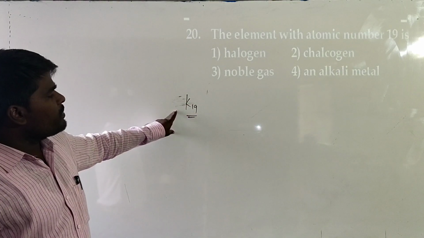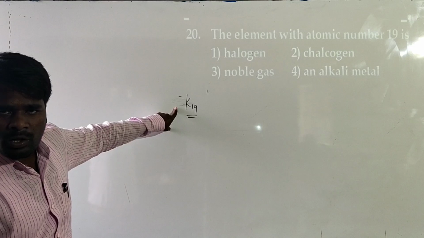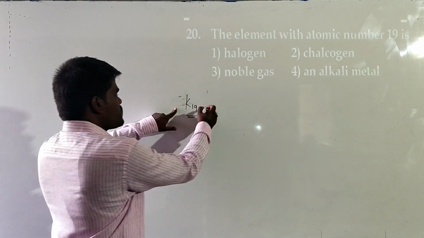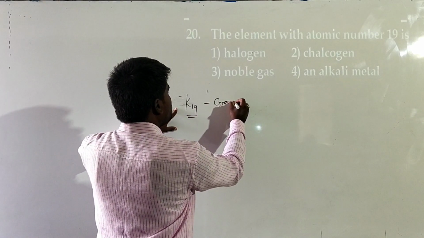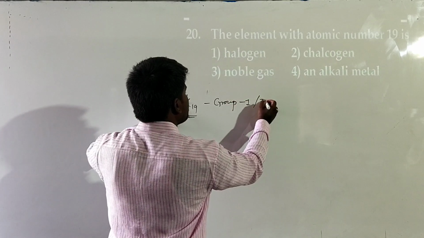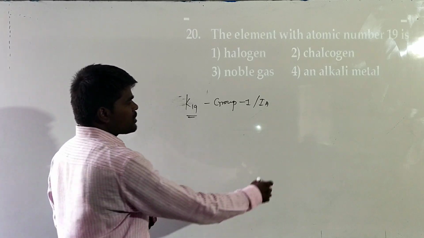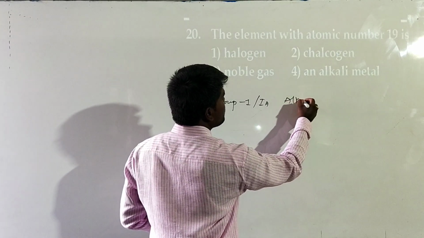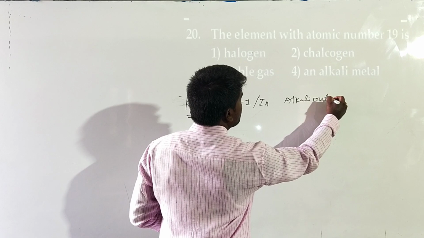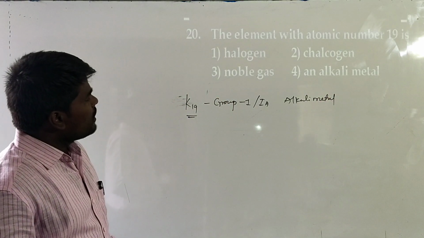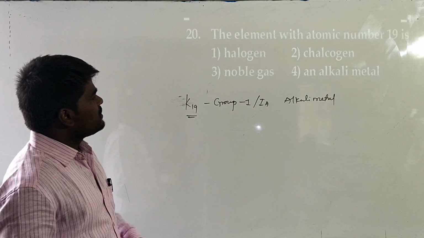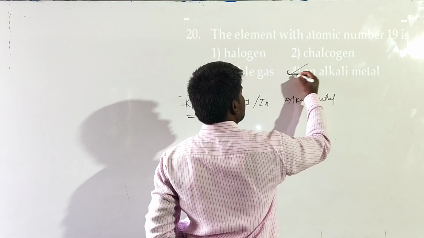And to which group of the periodic table does this potassium belong? That is the first group. What is the group number? First group. And what are these first group elements called? First group elements are called alkali metals. Do you have any option with the alkali metals? Yeah. See here we have the option, the fourth option is the correct one for this.